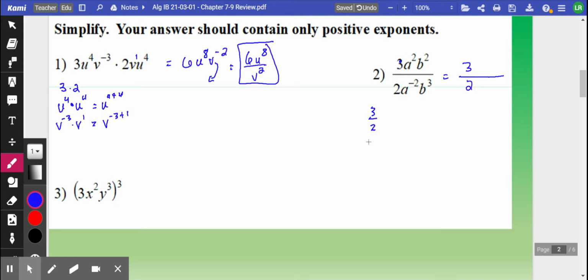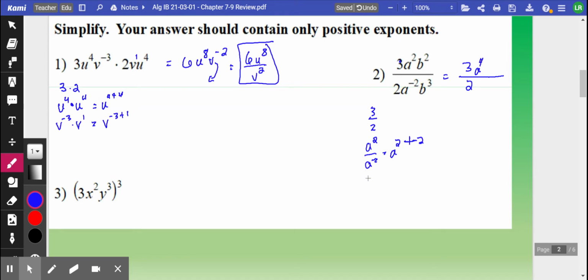The a's are being divided. So the rule is if I'm dividing same variables, I'm allowed to subtract the exponents. That's going to be 2 minus negative 2. Minus a negative turns that into plus, and I have a to the fourth. Make sure you put it on the top after you do your division property there.